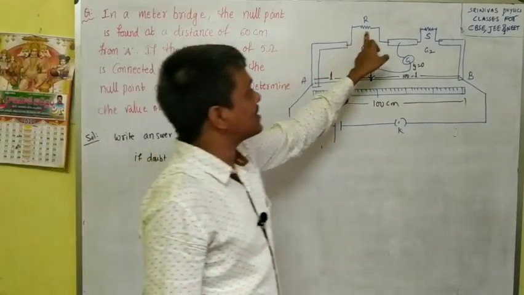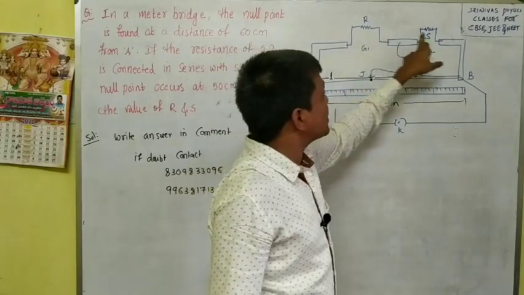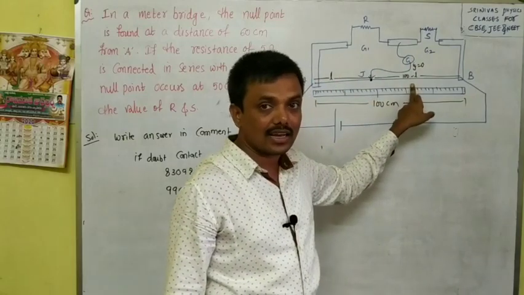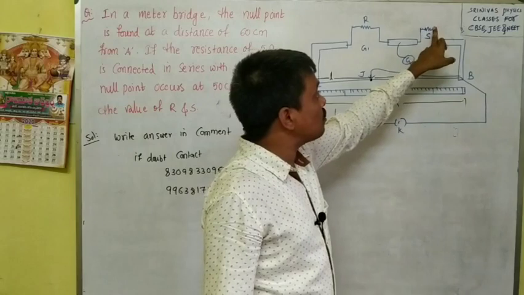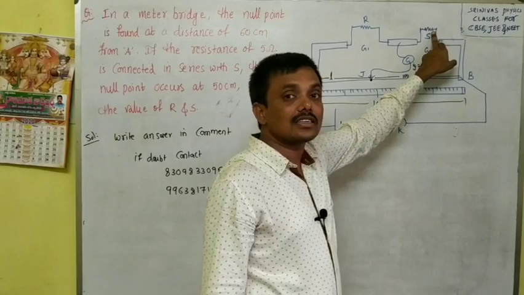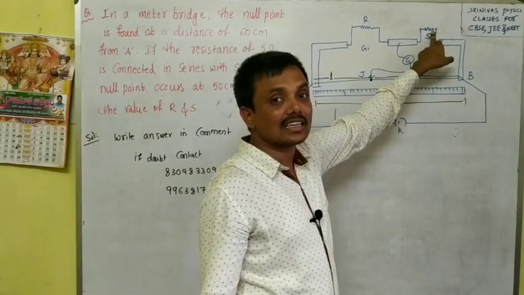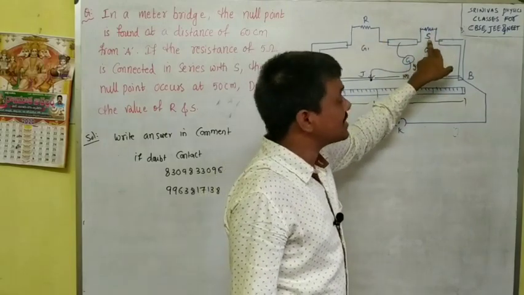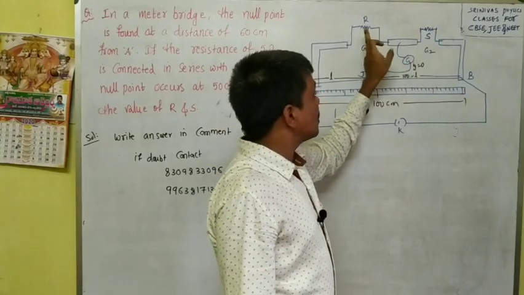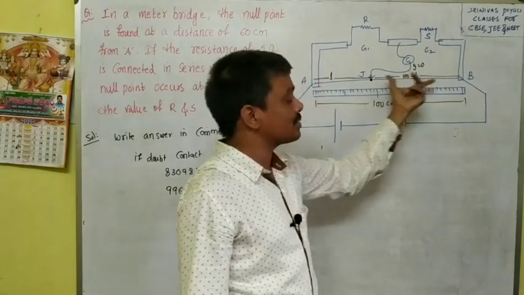Firstly, here the left side R is there, the right side S is there. Balancing length is 60 centimeters. Then what is the equation? Left side resistance by right side resistance: R by S is equal to L by 100 minus L. Now what we are doing? 5 ohm is connected in series in the right gap, that is S. Then what is the effective resistance? In series we have to add: 5 plus S. The new balancing length is 50 centimeters. Then R by the right side resistance, the effective resistance in the series combination, one equation you will get, that is R by 5 plus S equals the new balancing length L dash by 100 minus L dash.